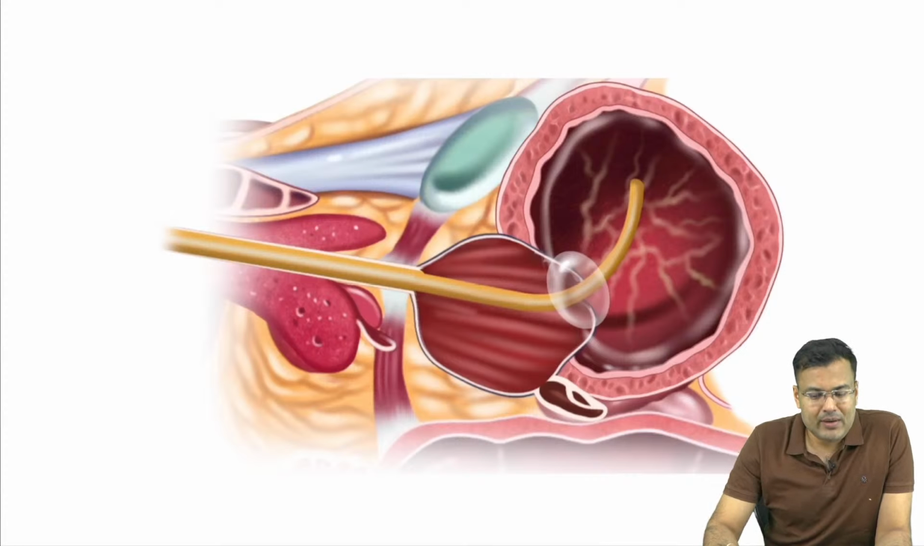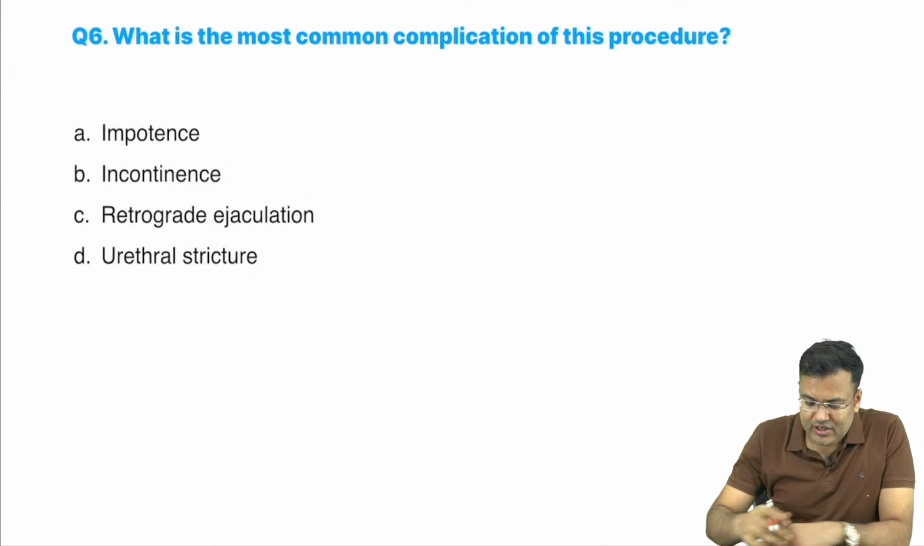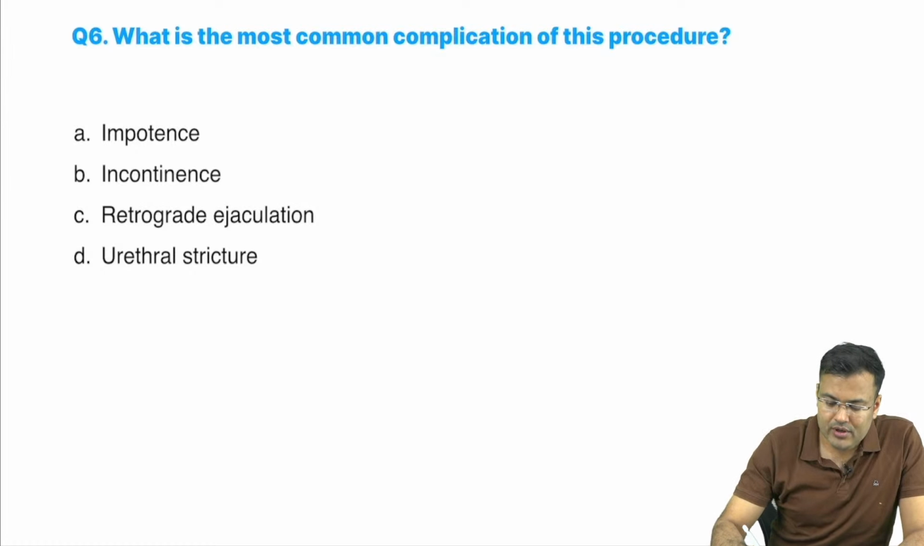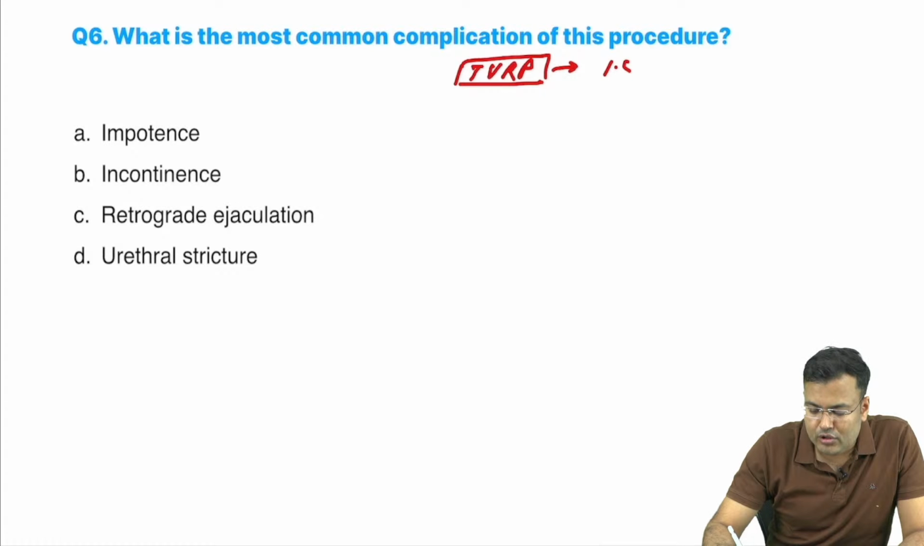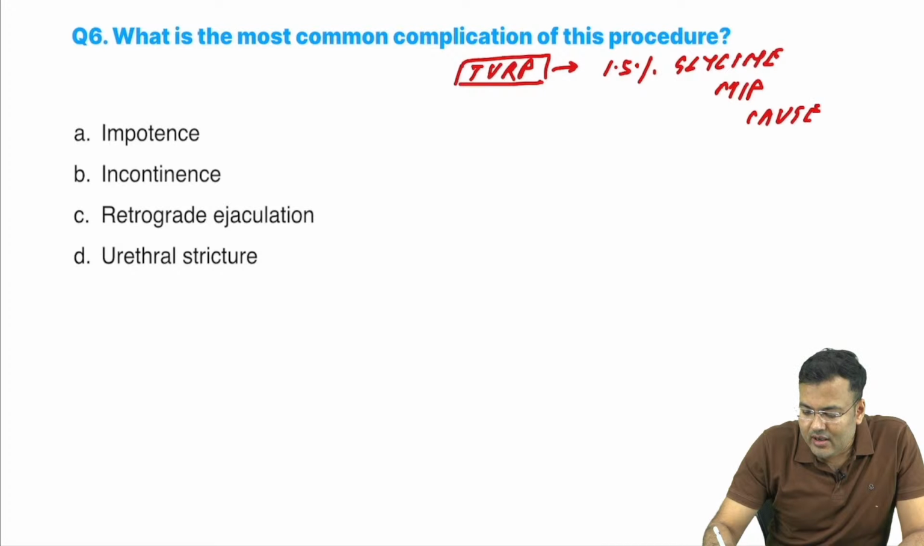So all of you know that this is TURP, transurethral resection of prostate. Guys, I am telling you, TURP, that is transurethral resection of prostate. I am repeating the important questions. What is the solution used? 1.5% glycine with monopolar cautery. And we are using normal saline with bipolar cautery.